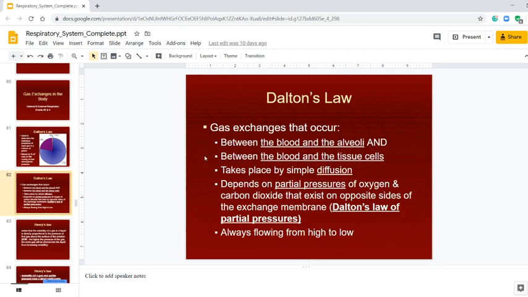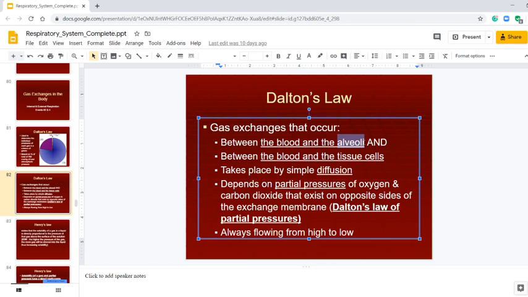So the gas exchanges that occur go between the blood and the alveoli, which is the external respiration. Technically, the air inside the alveoli is outside the body, if you think about it. So that's inside to outside, your external respiration. Your internal respiration is inside to inside, between the blood and the tissue cells. This takes place by simple diffusion, going from high concentration to low concentration.